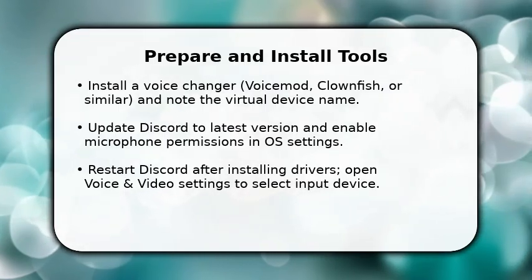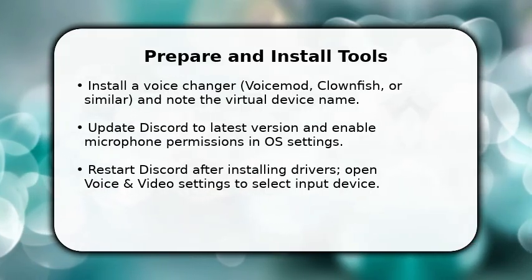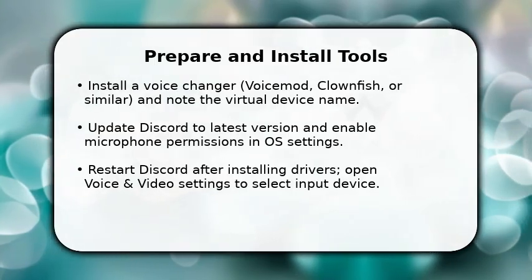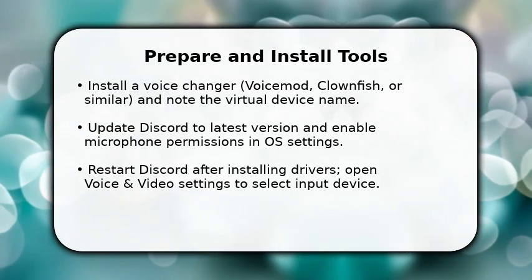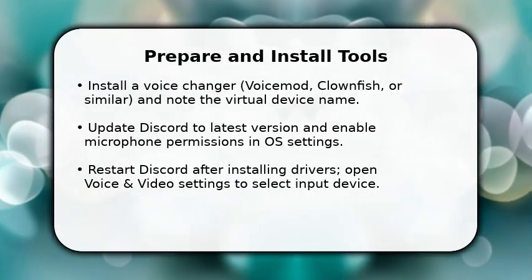Next, open Discord, go straight to user settings, right arrow voice and video, and select the virtual device as your input device. Make sure Discord is updated and the OS microphone permission is granted. If you do these first steps now, the rest of the setup will be simple and quick.